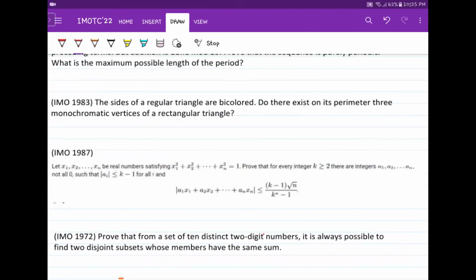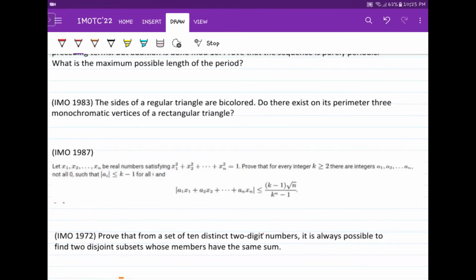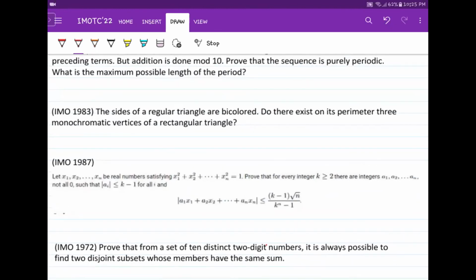So now which one do you want to try? 87 or 72? 87 is easy. But okay, 72 is very easy. We'll do one of them now, and we'll do the other some other time. Which one are we doing? Whichever you like. In either case, we'll do the other one in the next session. Oh, okay.